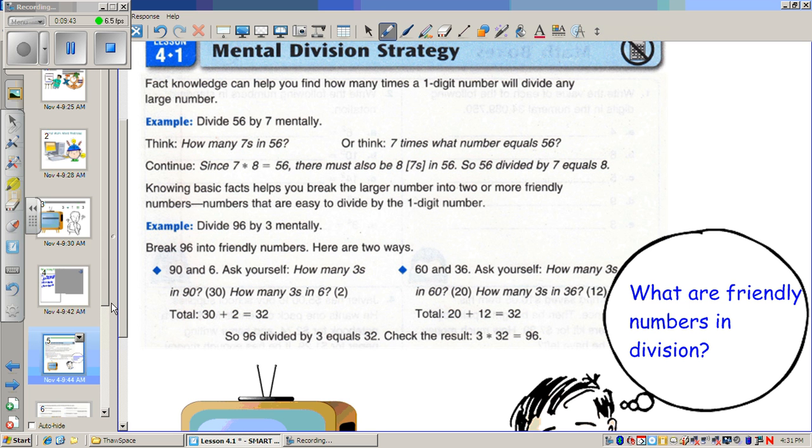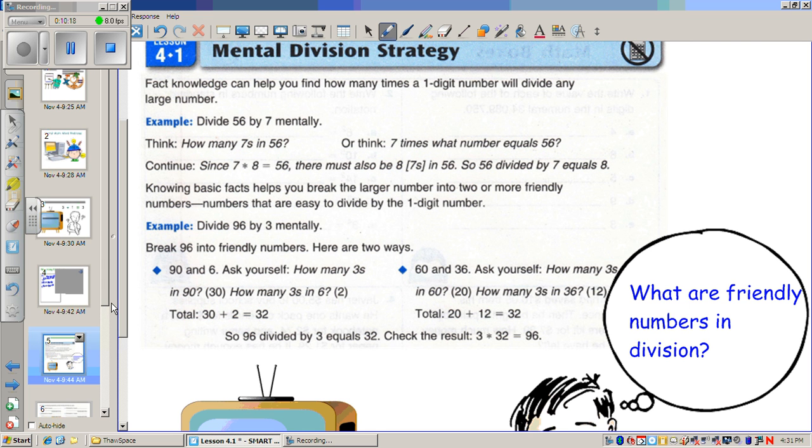And that's why it's so important to learn those facts well. Knowing basic facts helps you break larger numbers into two or more friendly numbers, numbers that are easy to divide by the one-digit number. Divide 96 by 3 mentally. Break 96 into friendly numbers. Here are two ways. 90 and 6, because 90 is a nice even number that ends in a 0, and 6, I know that. So how many 3s in 90? I know 3 times 3 is 9, and then my 0, so 30. And how many 3s in 6? There are 2. So my total would be 30 plus 2, or 32.